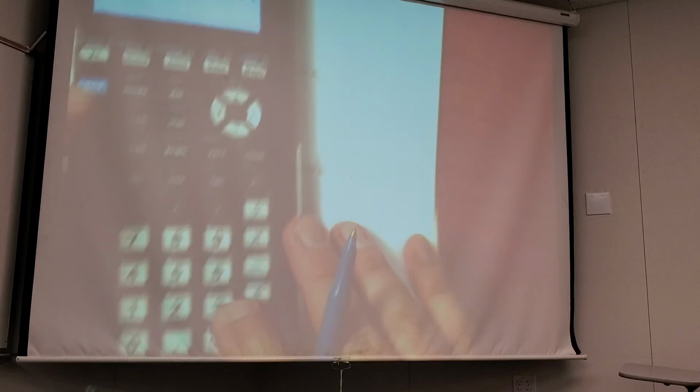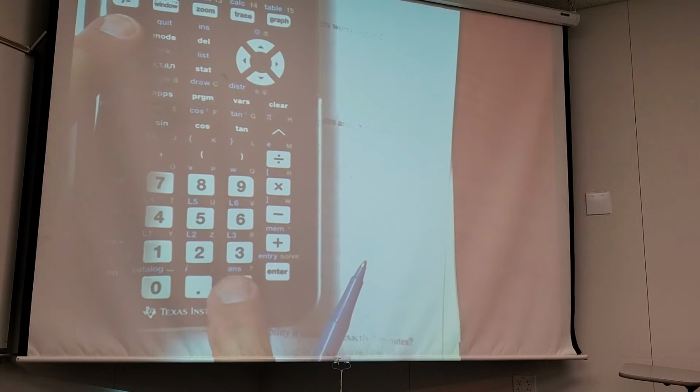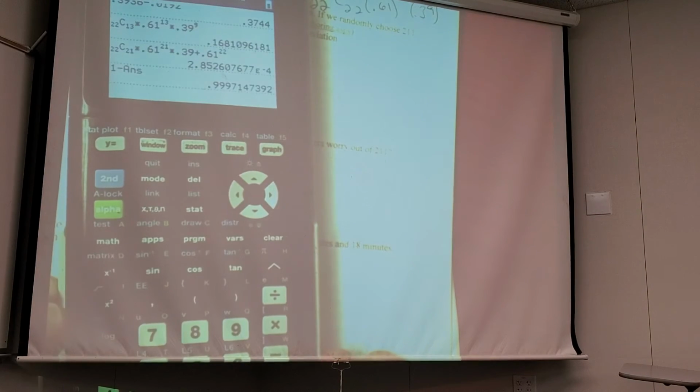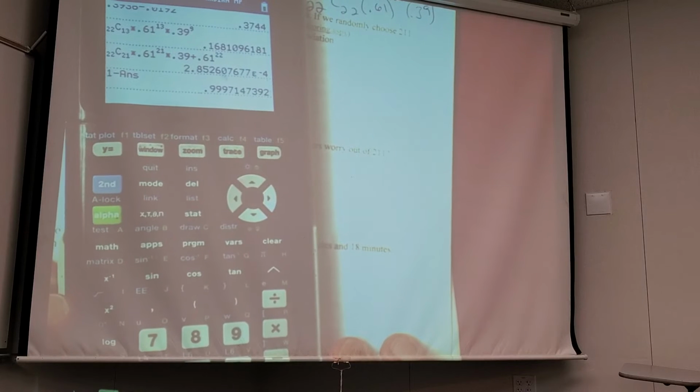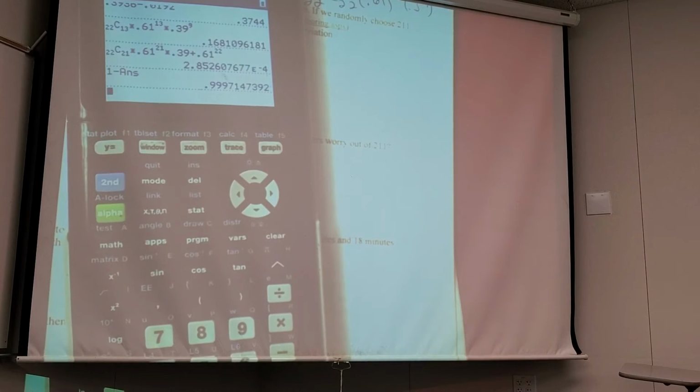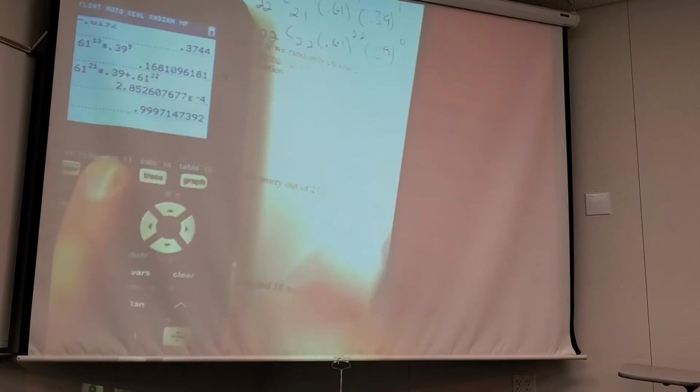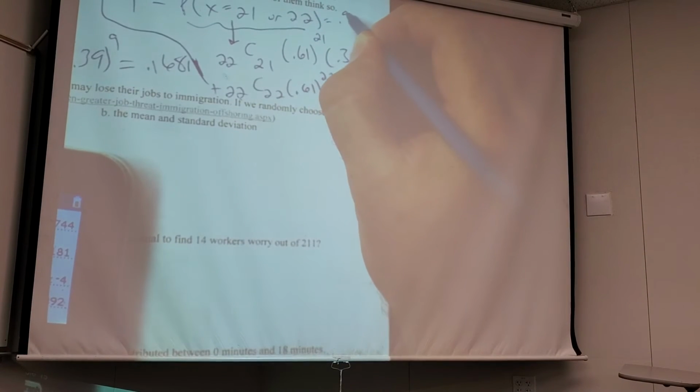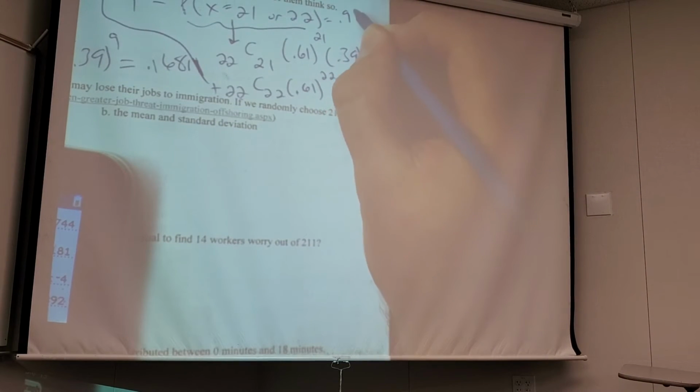If I do 1 minus that answer, I can just copy it. I don't have to worry about the weird scientific notation because that's a middle step. Who cares? So finally I get 0.9997.